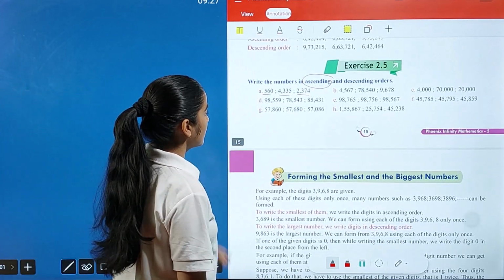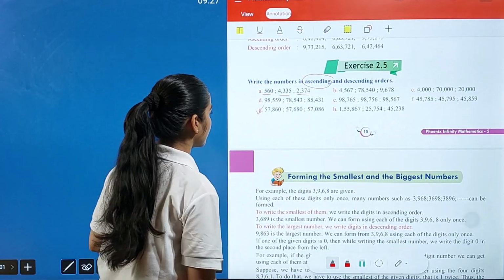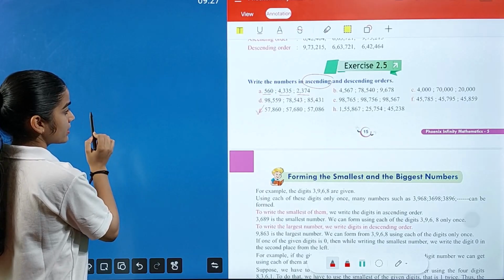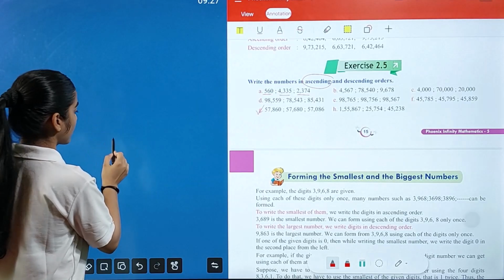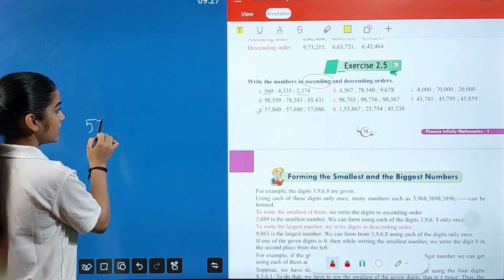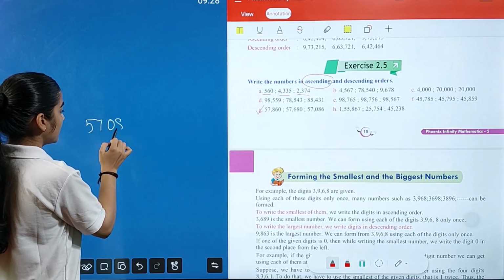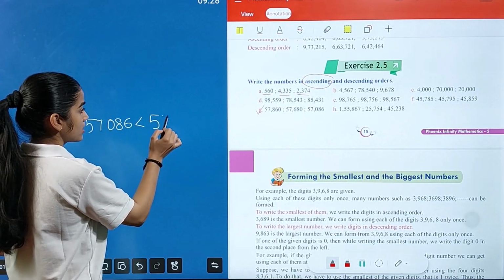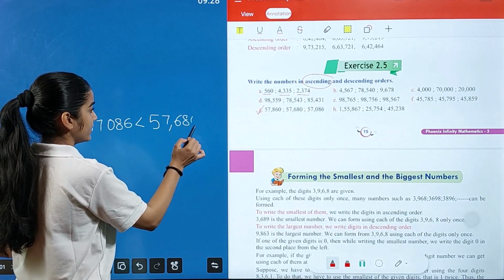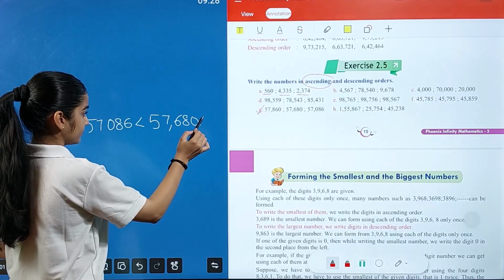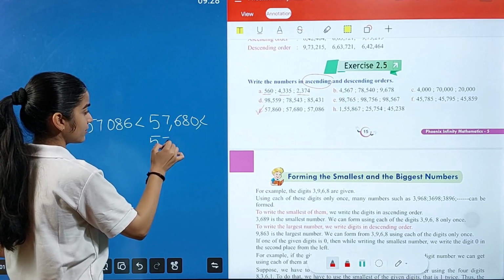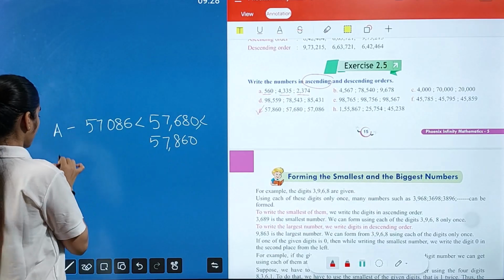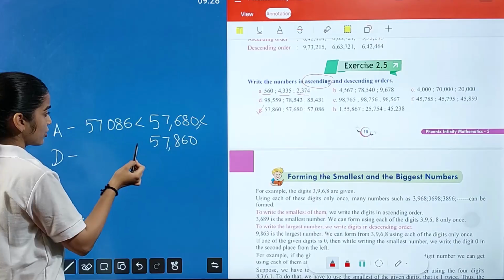Now, if we take the G part, so 57,860, 57,680 and 57,086. So first we have to write 57,086. After this 57,680 and then 57,860. So this is our ascending order, and if we have to write in descending order, we just do the opposite.